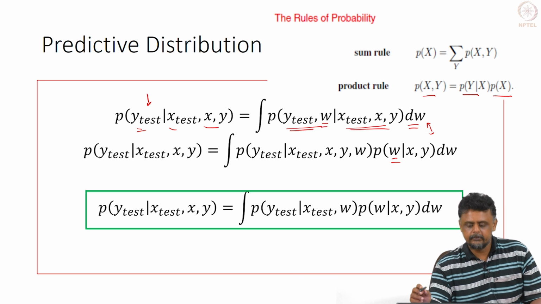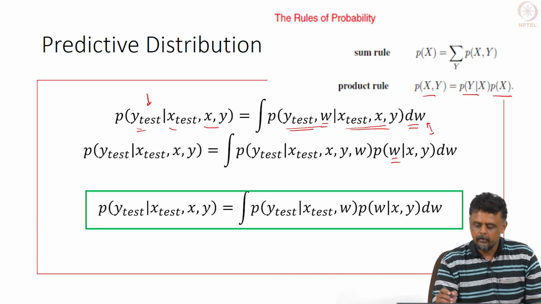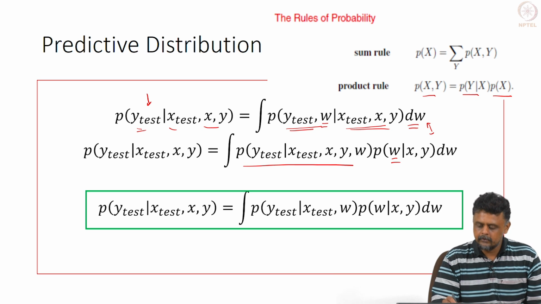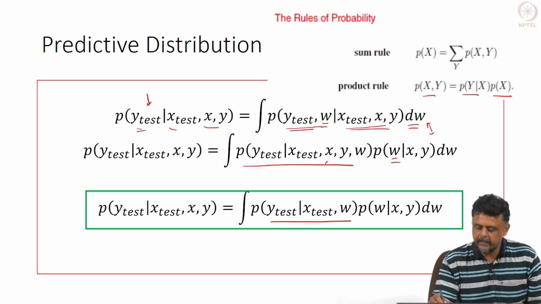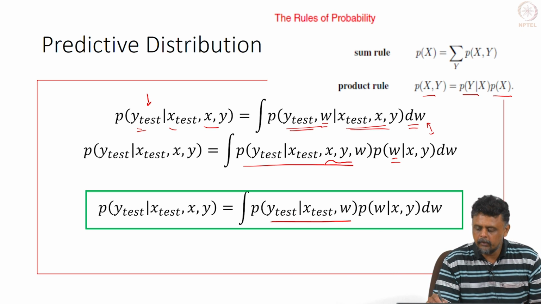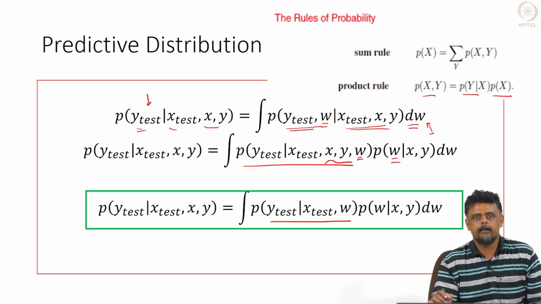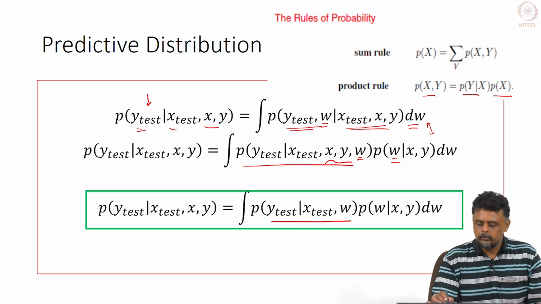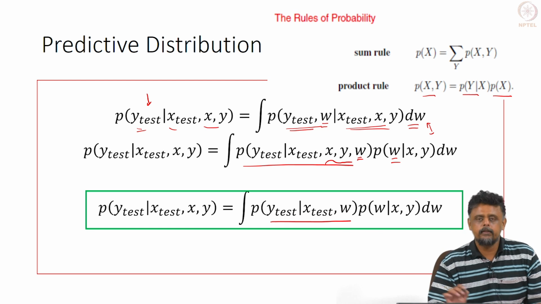Now, why do we want it in this form? We will go one step further. We have written P of y test given x test, x, y, W as P of y test given x test and W. So we have left out the training data. The reason is that it does not really matter, because W captures all the information in the training data. We can still estimate W from the training data, so we can leave out the dependency on x comma y because it has already been taken care of.